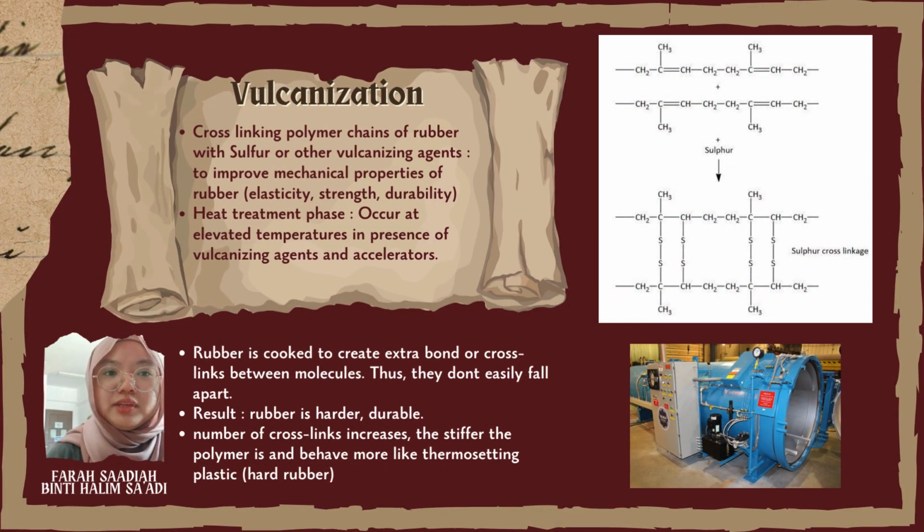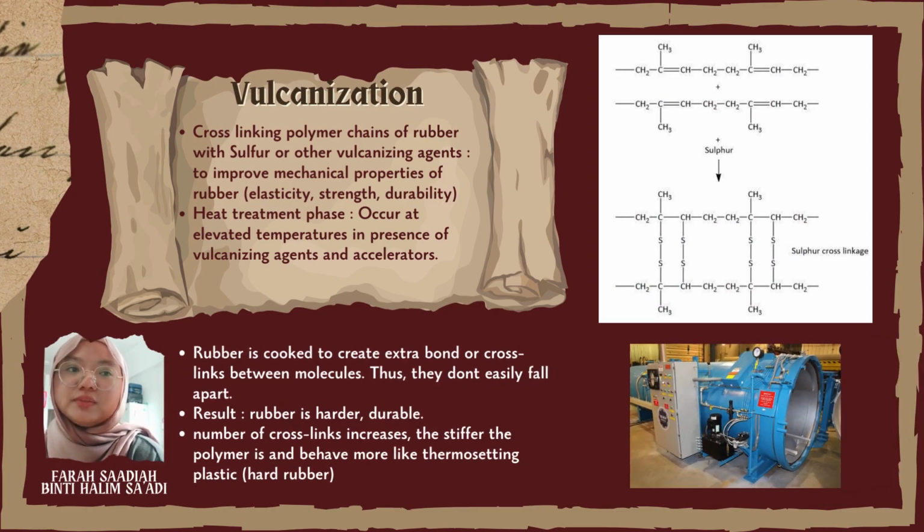Vulcanization is the cross-linking of polymer chains of rubber with sulfur or other vulcanizing agents to improve the mechanical properties of rubber, such as elasticity, strength, and durability. So the heat treatment phase occurs at elevated temperature in the presence of vulcanizing agent and accelerator. So rubber is cooked to create extra bonds or cross-links between the molecules so that they don't easily fall apart. As a result, the rubber is harder and more durable. Rubber that has fewer cross connections between its polymers is softer. The elasticity of the rubber is reduced as the number of cross connections increases, resulting in harder rubber. Rubber would be sticky when hot and brittle when cool if it wasn't vulcanized.